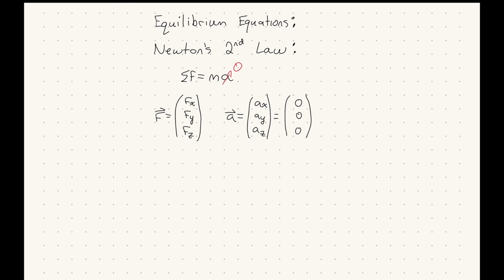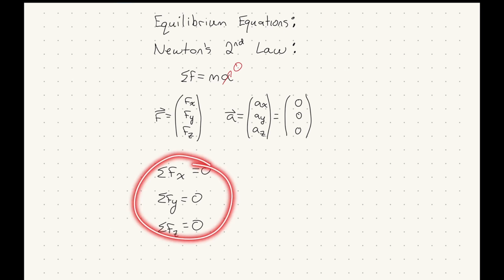That means that Newton's second law can be rewritten as the sum of forces in the x direction is equal to 0, the sum of forces in the y direction is equal to 0, and the sum of forces in the z direction is equal to 0. And those are the equilibrium equations. Engineers will typically use this form as it makes our lives a little bit easier when dealing with vectors.